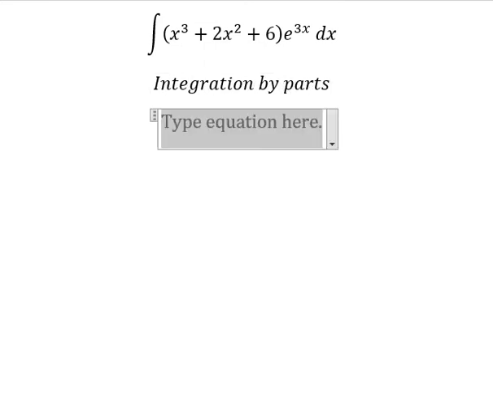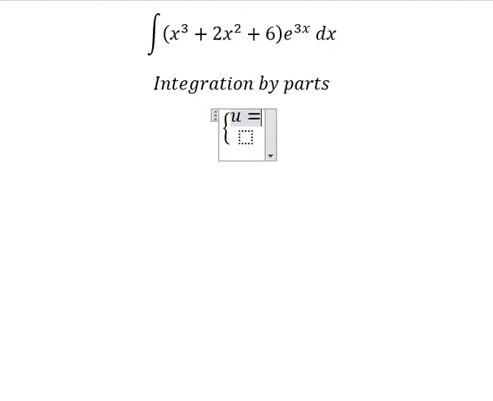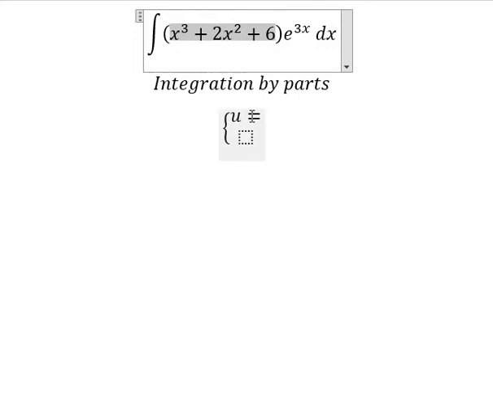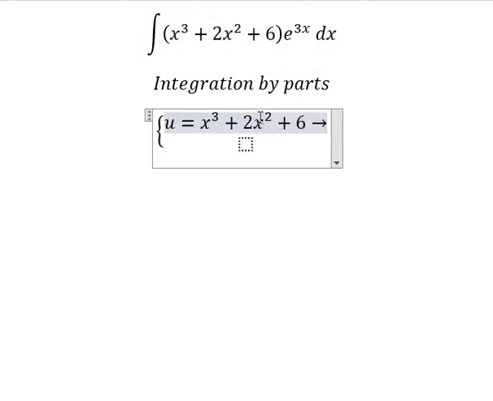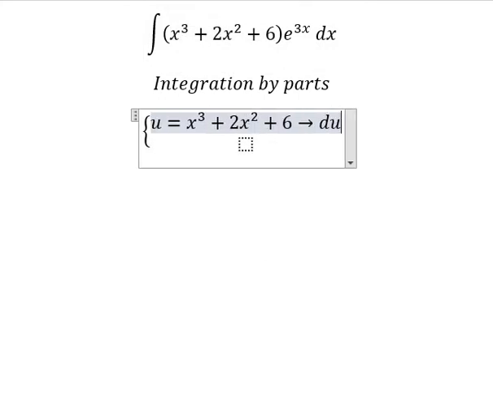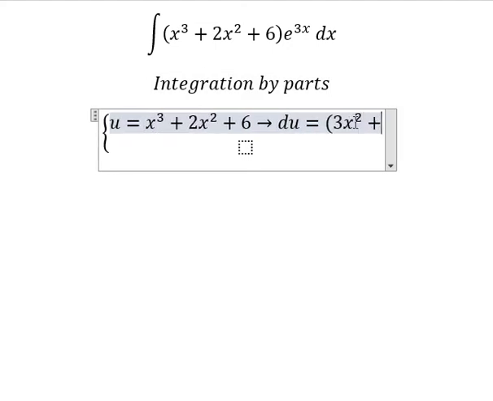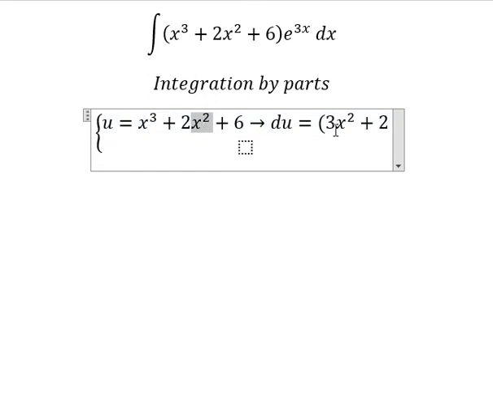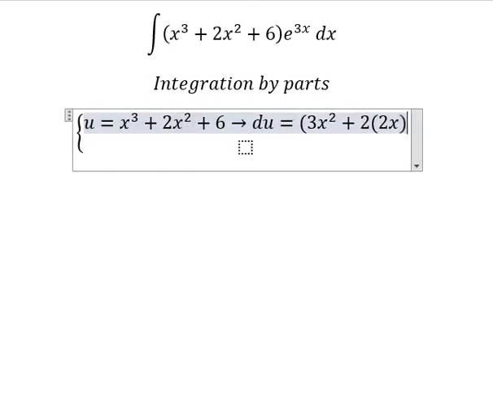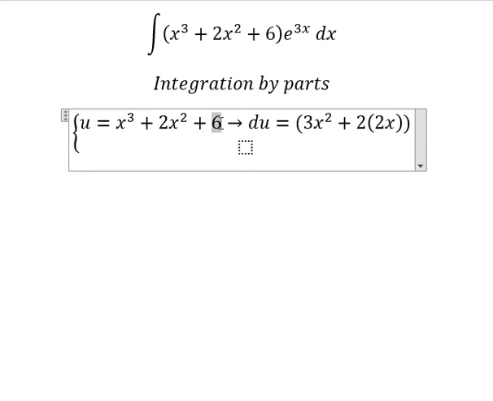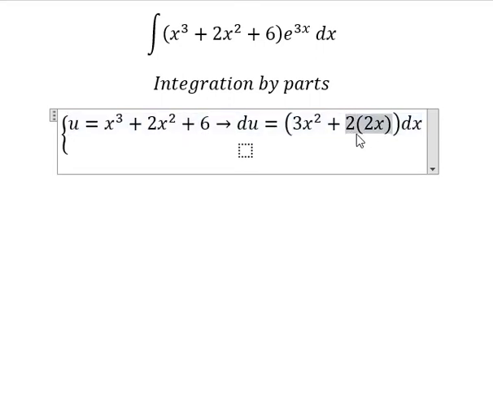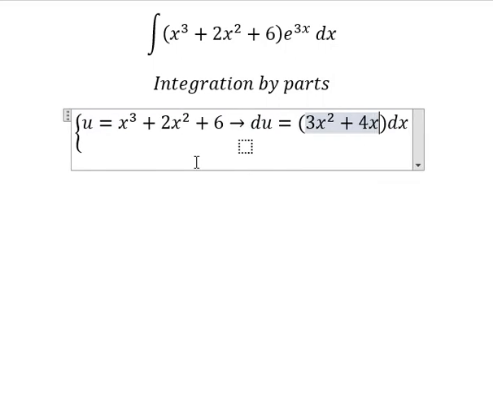So I will put u equals to this one. So we need to do the first derivative for both sides. The first derivative of s to the power of 3, you get 3s squared. The first derivative of s squared, you get 2s. This one you get 0. And we have the s. Number 2 and number 2, you get 4s.